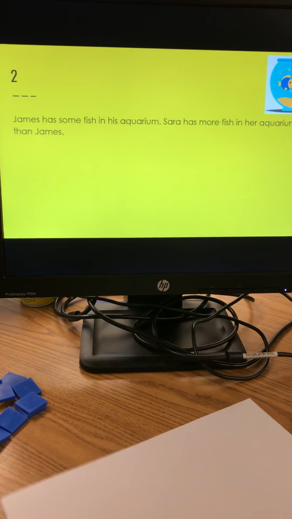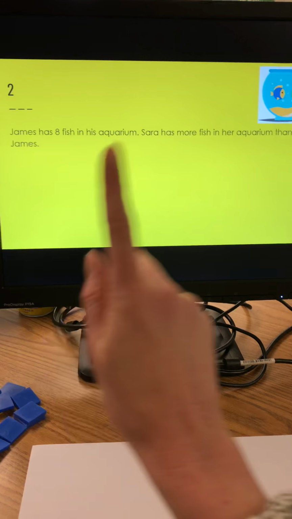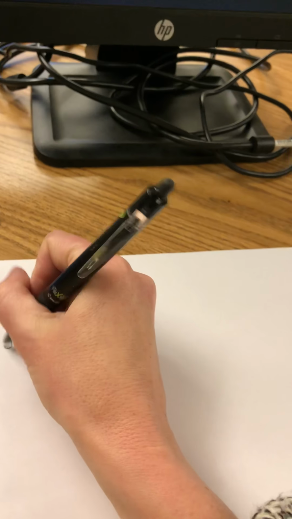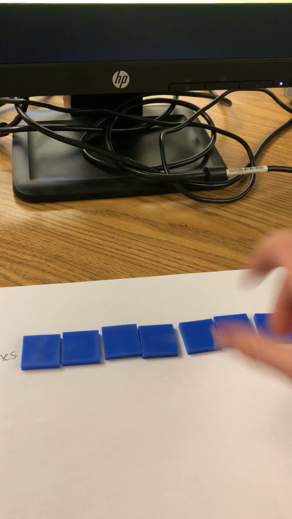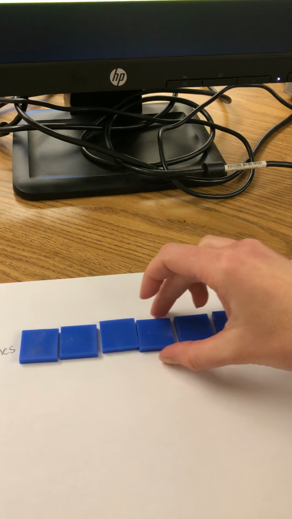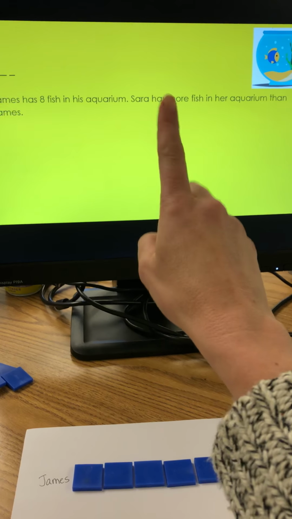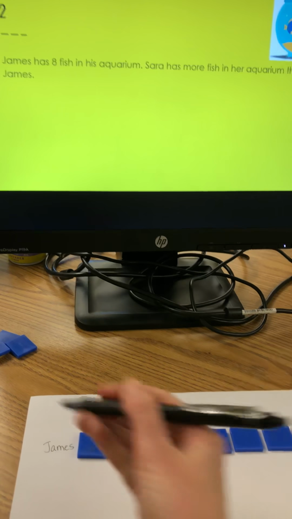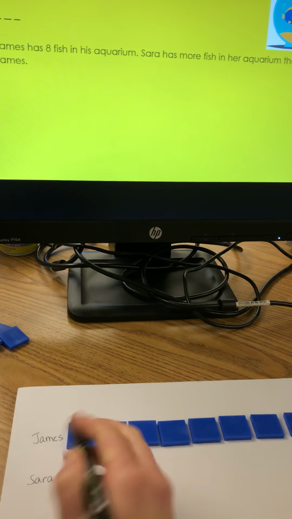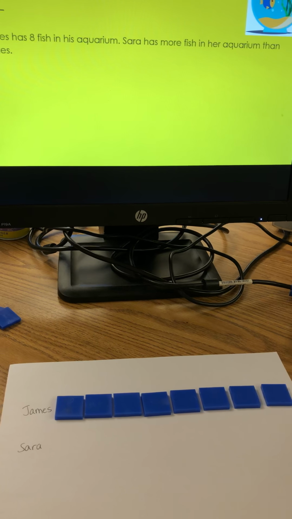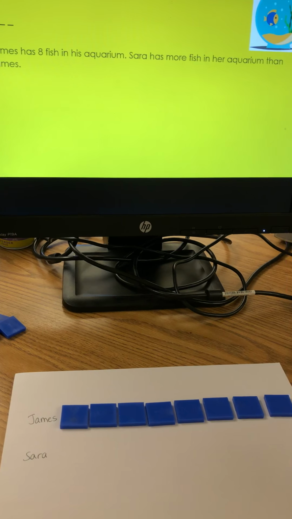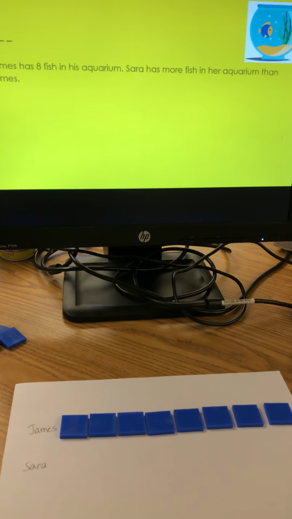So now it comes down to, let's solve this problem. So now we know James has 8 fish in his aquarium. So students can go down, they can represent James, and now we're going to represent James with 8 fish. One, 2, 3, 4, 5, 6, 7, and 8. Sarah has more fish in her aquarium than James. So the question is, we know that we have Sarah, and we know that she has to have more than James. Questions that you can pose to students is, what has changed now with this new information? And if there are 8 fish in James' aquarium, how many could be in Sarah's, and how do you know? Turn and talk to a partner, improve your reasoning.